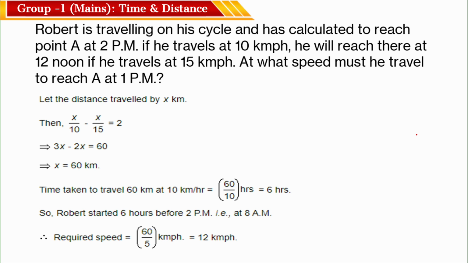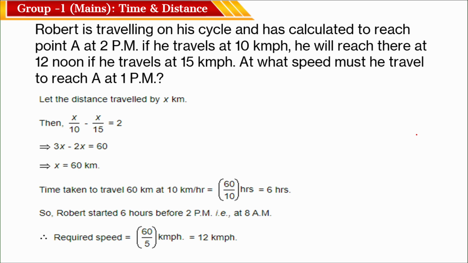Robert is travelling on his cycle and has calculated to reach a point A at 2 p.m. If he travels at 10 kilometers per hour, he will reach there at 12 noon. If he travels at 15 kilometers per hour, at what speed must he travel to reach at 1 p.m.? Do you understand this question? Actually, it is a very beautiful question.